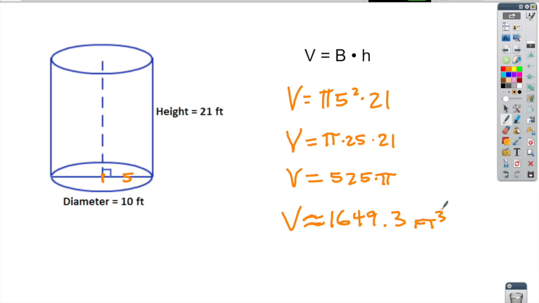All right, so that's how you find the volume of a cylinder. Same as last year, and the only thing we have to incorporate is that B for base happens to be the area of a circle, pi r squared. And so by putting those two things together, we have our formula for volume of a cylinder.